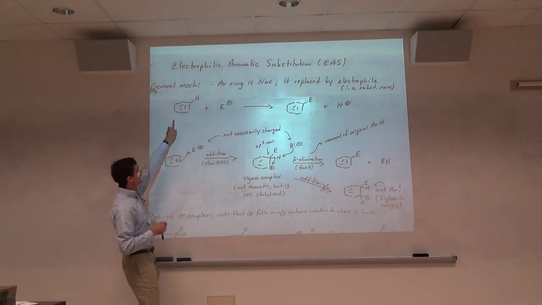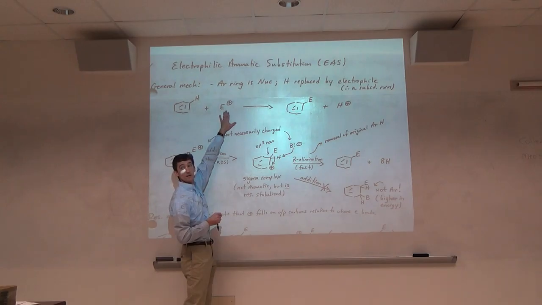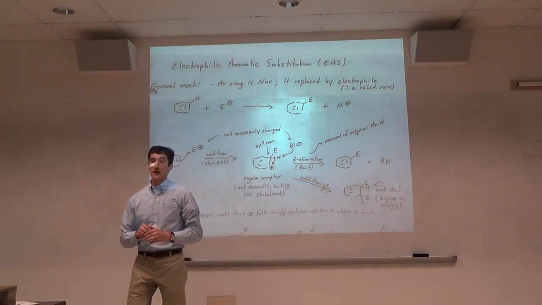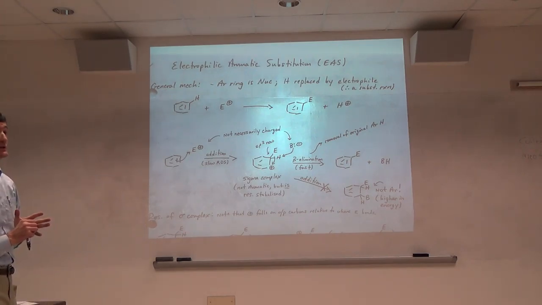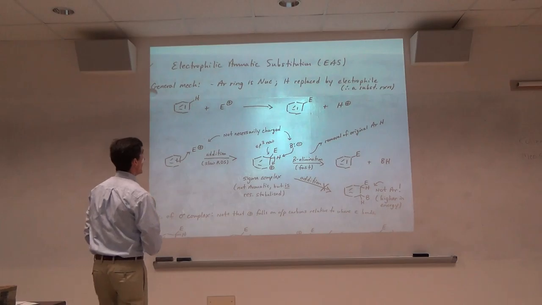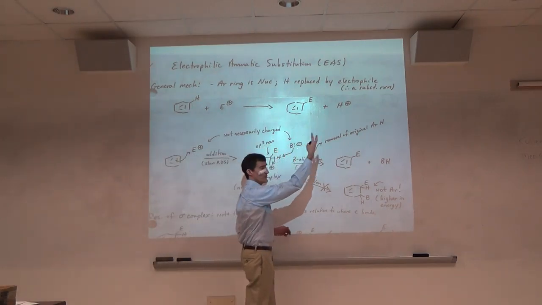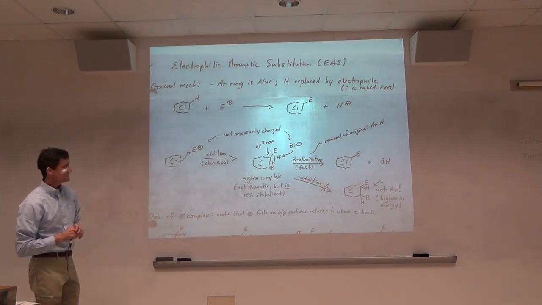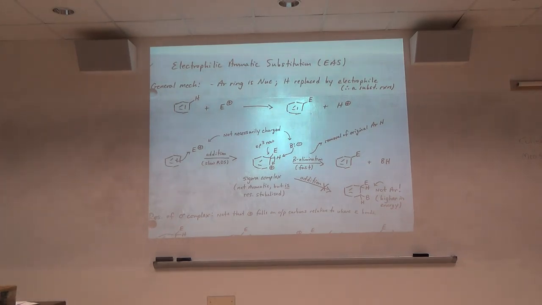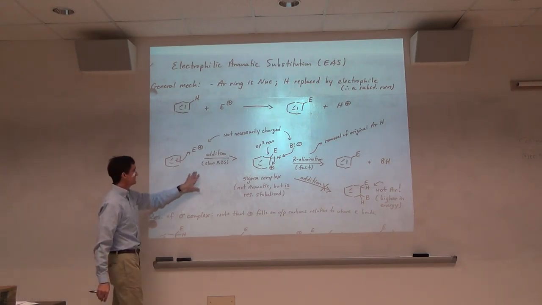General reaction, we have benzene, it reacts with an electrophile. The electrophile may have a positive charge or it may not. It may just be electron deficient. We're going to get the electrophile on the ring and we will generate H+. Maybe not directly, but that's the general reaction. Let's show a general mechanism.